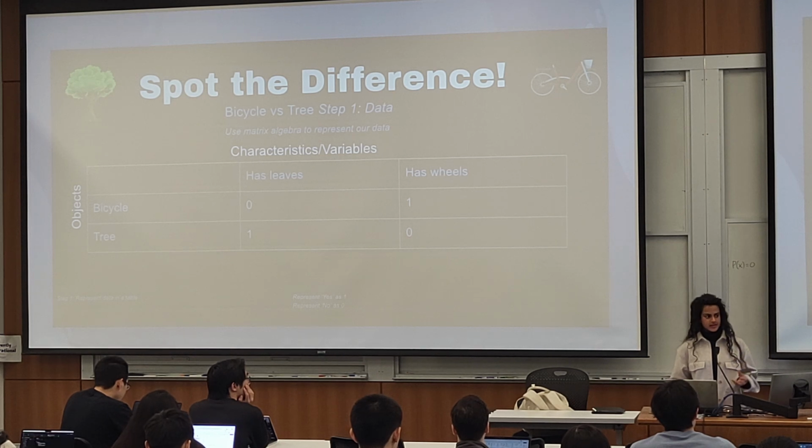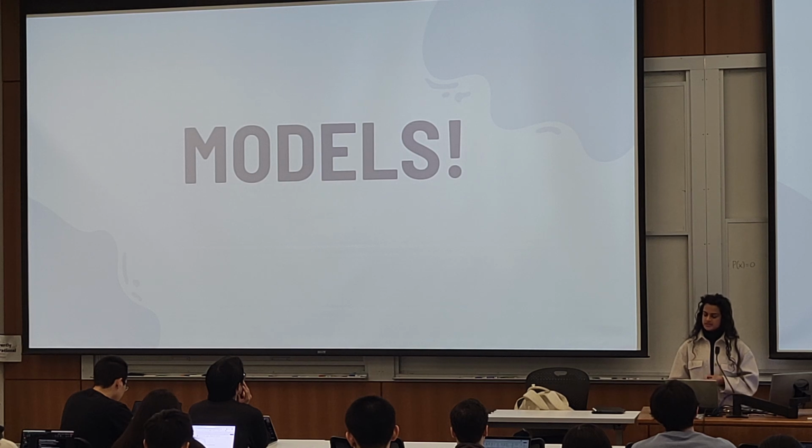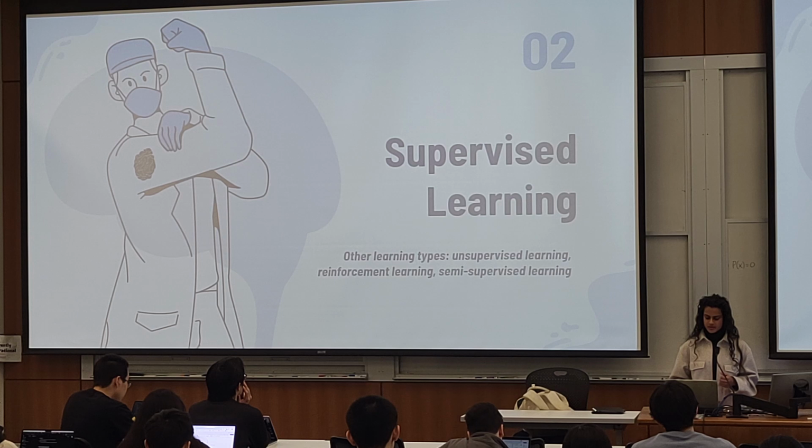Now that we've got our data nicely structured in a format that we can feed into our model, what can a computer do with this data? This is where models come in. Machine learning models take this kind of data and try to find patterns so they can make predictions about new and unseen examples. First off, we're going to talk about supervised learning.